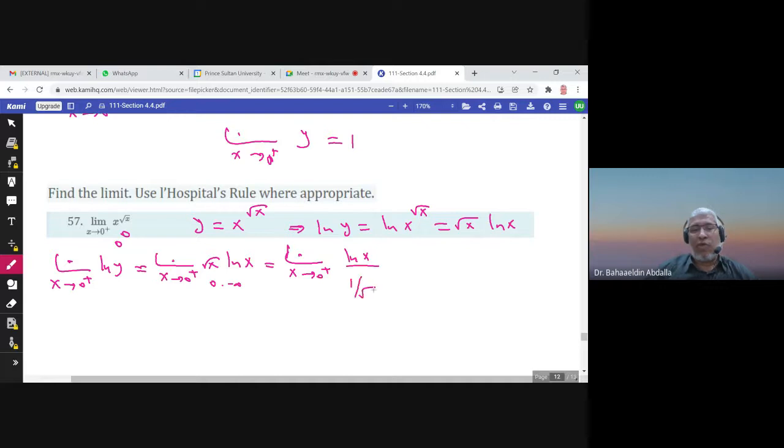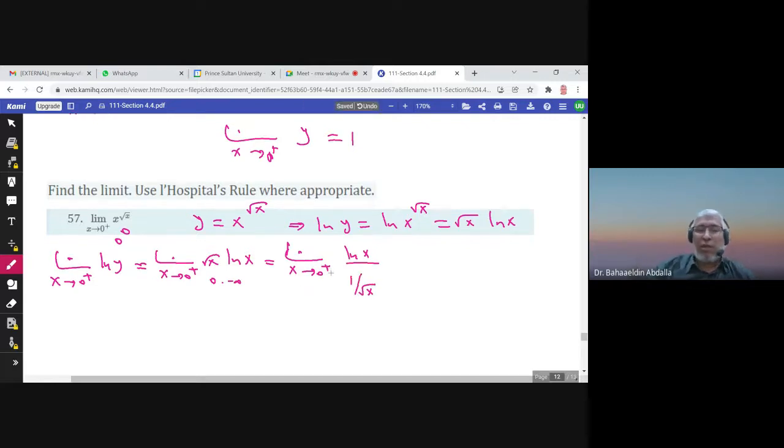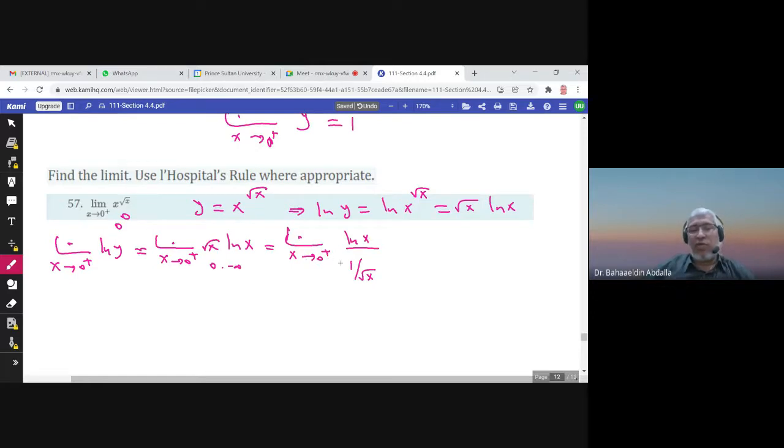I bring square root of x below. Now it is infinity over infinity. I can use L'Hopital's rule. This is 1 over x, and derivative of 1 over u is negative 1 over u squared times the derivative of the square root of x.